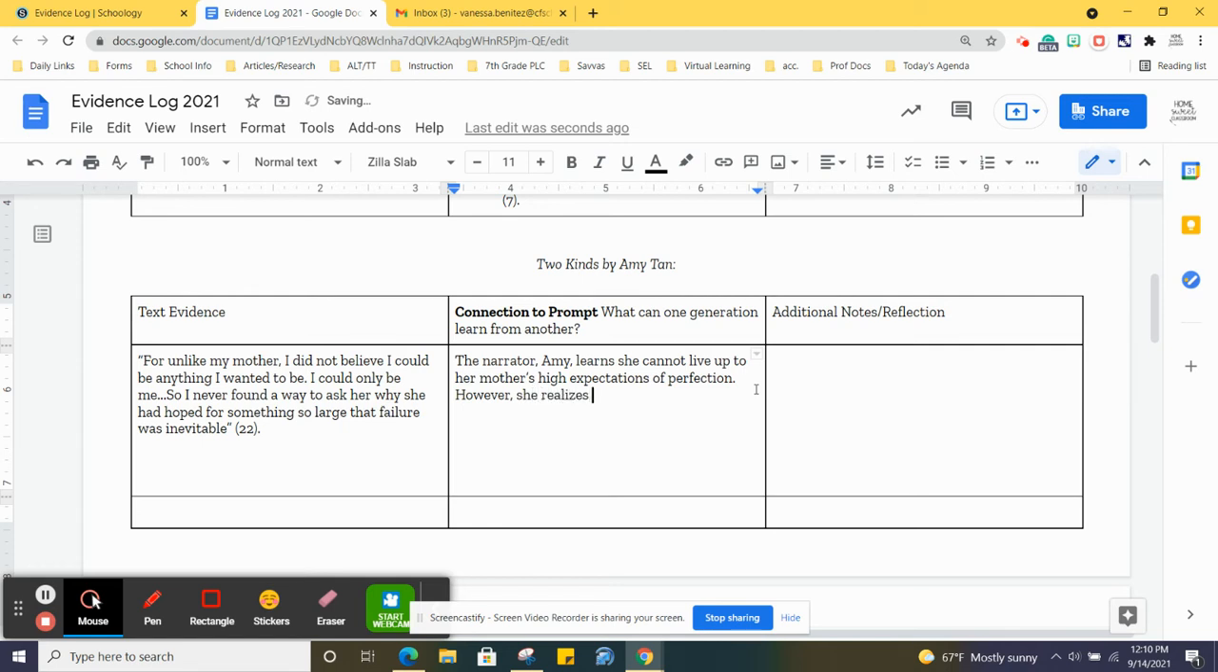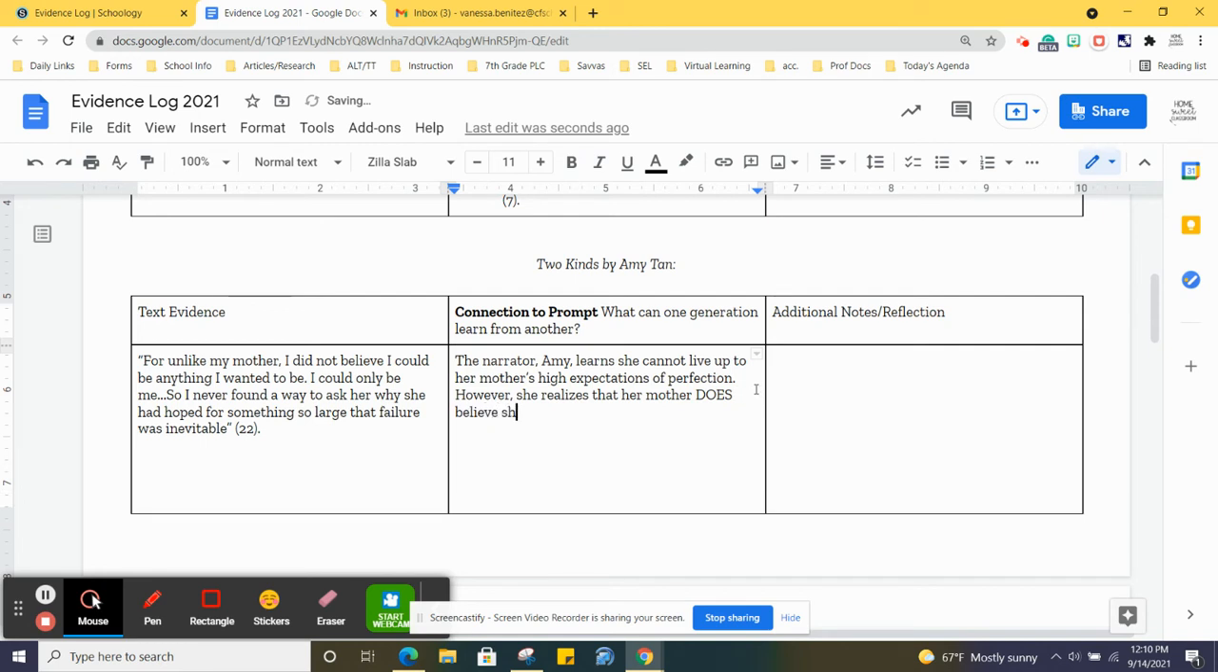She realizes that her mother does believe she can be anything she sets her mind to, which is pretty important, like we kind of talked about in class. I was lucky where my parents told me, you can be anything that you dream you want to be. Unlike my sister, who is kind of unrealistic. I think I told one class this. My sister, when she was growing up, said, I want to be a grandpa when I get older. And this was, of course, when she was like a toddler.